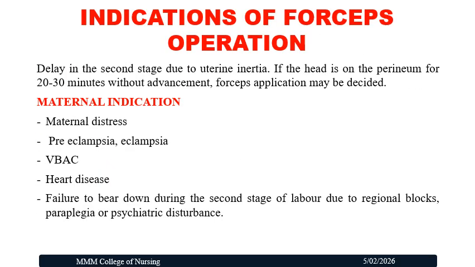Indications for forceps operation. If there is a delay in the second stage due to uterine inertia, and if the head is on the perineum for 20 to 30 minutes without any progress, we can go for this forceps application. So the maternal indications are maternal distress, preeclampsia, eclampsia, VBAC, which is nothing but vaginal birth after cesarean section, heart disease in the mother, failure to bear down during the second stage of labor due to regional blocks, paraplegia or any psychiatric disturbances.